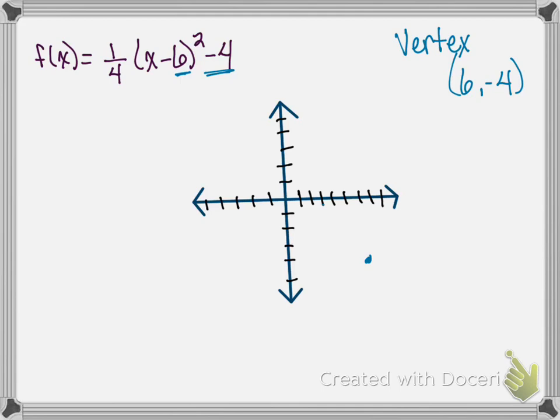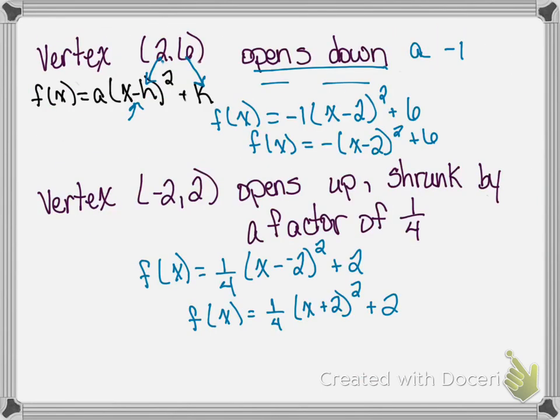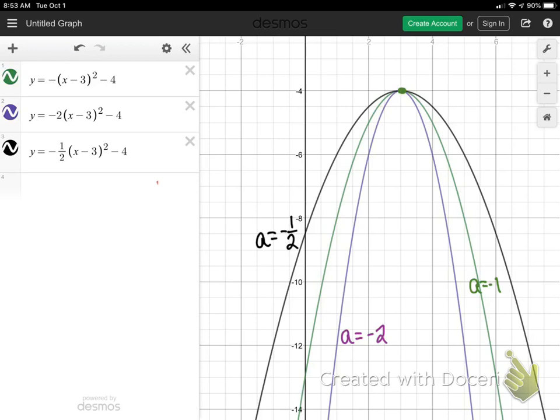Up. Why up? Good. The 1/4 is positive, so my graph is going to be opening up. The 1/4, that is my stretching and shrinking factor. The absolute value of 1/4 is less than 1. So am I more narrow or am I more wide? Wide. I'm more wide. So let's go back to that screen for just a second. Okay? Right here.